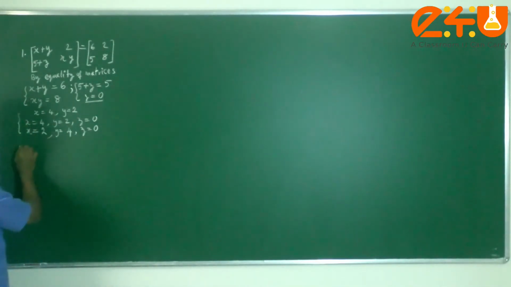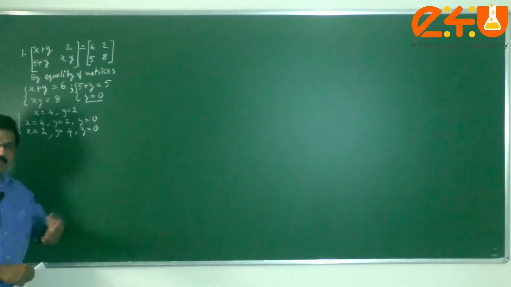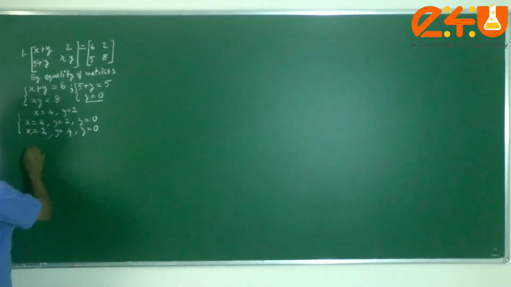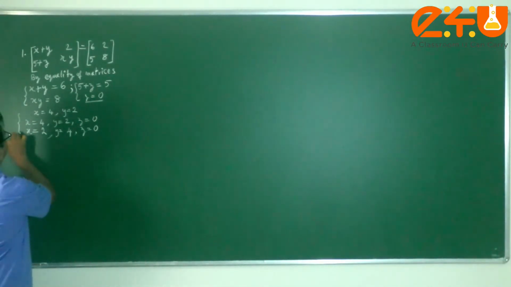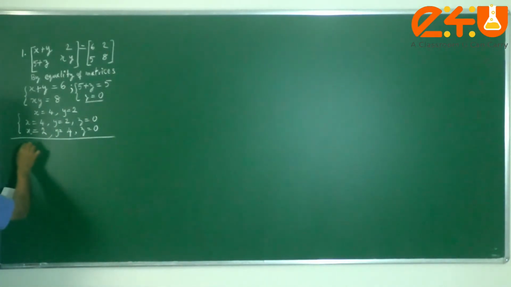Strictly speaking, we are discussing questions from exercise 3.1. If you want the problem number, it is problem number 6. So let me write the second question. Find the values of A, B, C and D.